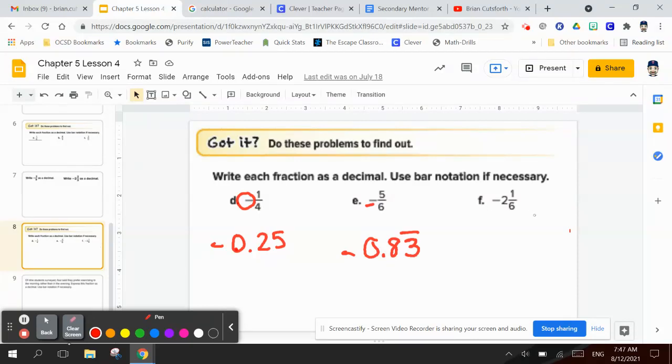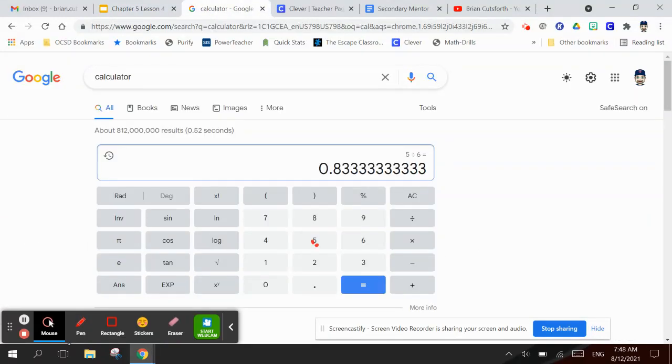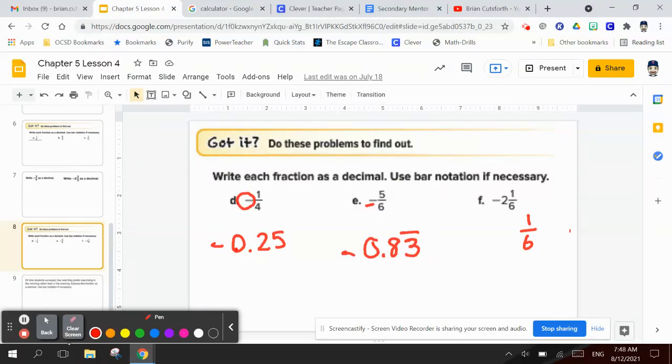Negative 2 and 1/6. We're going to do the 1/6 first. So I go back to my calculator. I do 1 divided by 6, which is 0.1666666 repeating. So my 6 is repeating, my 1 stays the same. So I have 0.16 and the 6 repeats. And then I bring down that negative 2 in front. That's my whole number. So negative 2 and what? Negative 2.16 with the 6 repeating.